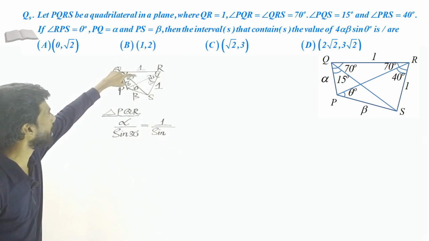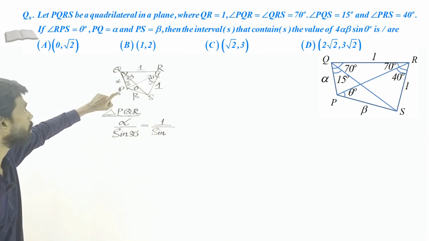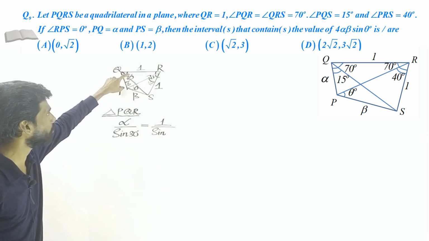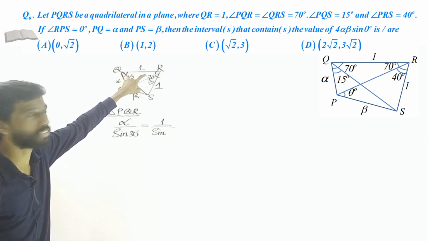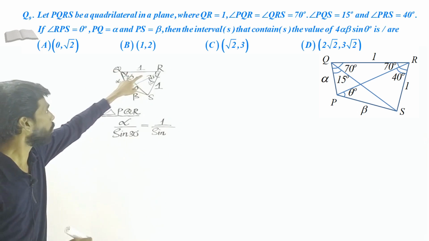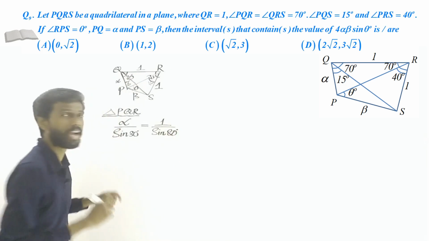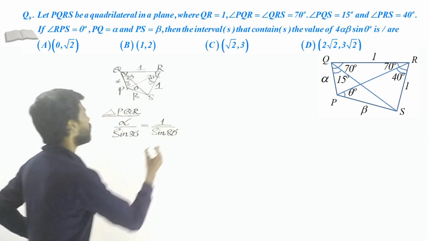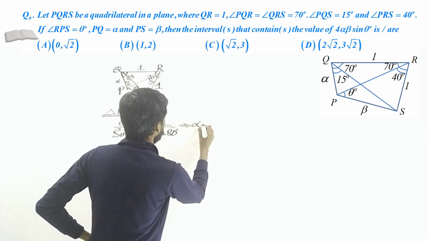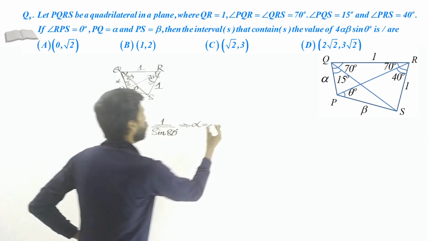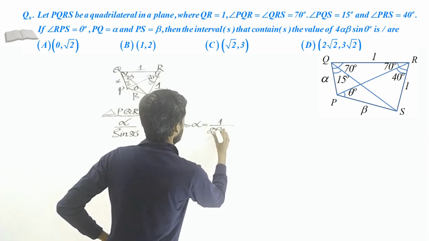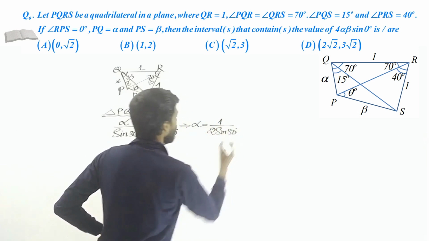So what is the opposite angle? This angle, right? That angle we have to find. So what is that angle? This angle is 70 in that triangle, and this angle is 30 degrees, so that means 100. So 180 minus 100, that is 80 degrees. So this gives you alpha: sine 30 is 1 by 2, so alpha equals 1 divided by 2 sine 80 degrees.